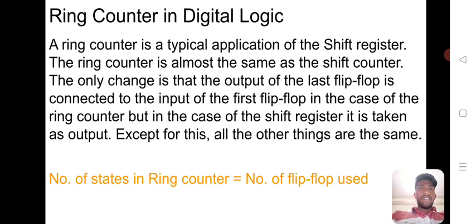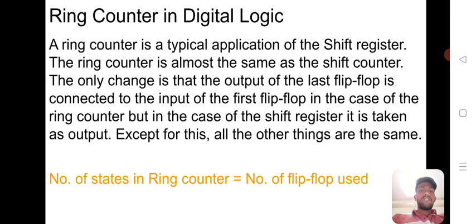Ring counter in digital logic. A ring counter is a typical application of the shift register. The ring counter is almost the same as the shift counter. The only change is that the output of the last flip-flop is connected to the input of the first flip-flop in the case of the ring counter, but in the case of the shift register it is taken as output. Except for this, all the other things are the same.